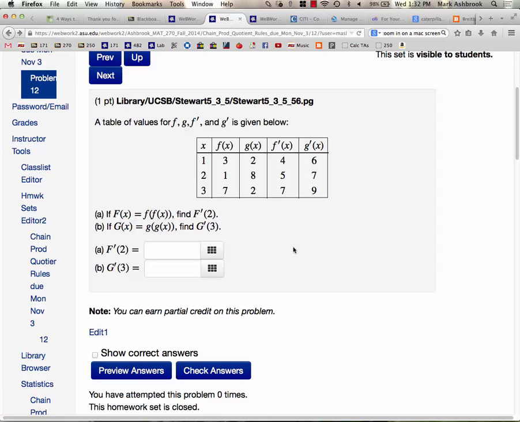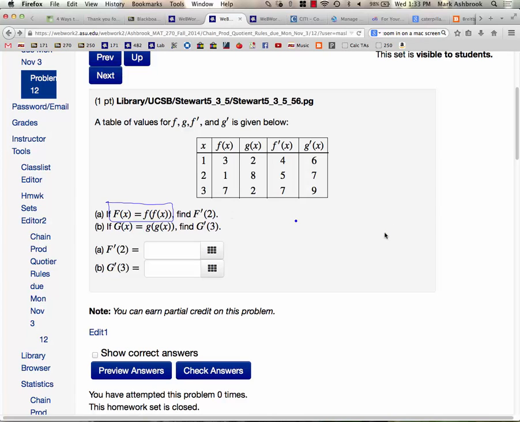Okay. So this was one from Monday's assignment that had a low success rate. So let's talk about this. They gave you this table of all these function values, and then they told you that capital F of x was f of f of x. And they wanted you to find a derivative of capital F, a specific rate of change at x equals 2 for the function capital F.